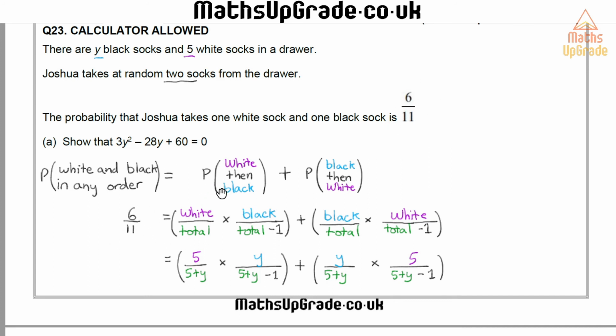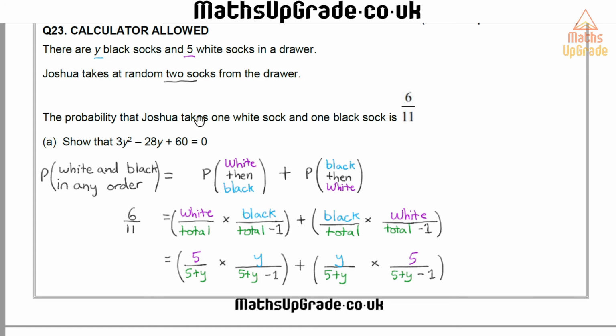The probability of white and black is, here's the probability of white. It's the number of white socks, which is given here, divided by the total number of socks. And here's the probability of then getting black after the white. The number of black socks won't have changed, so that'll be y. The number of total socks will now be 1 less than what it was before. So in essence, this is what we're doing for the probability of white then black. And similarly, here's the probability of black then white. You can just see the white and blacks here are just swapped over.